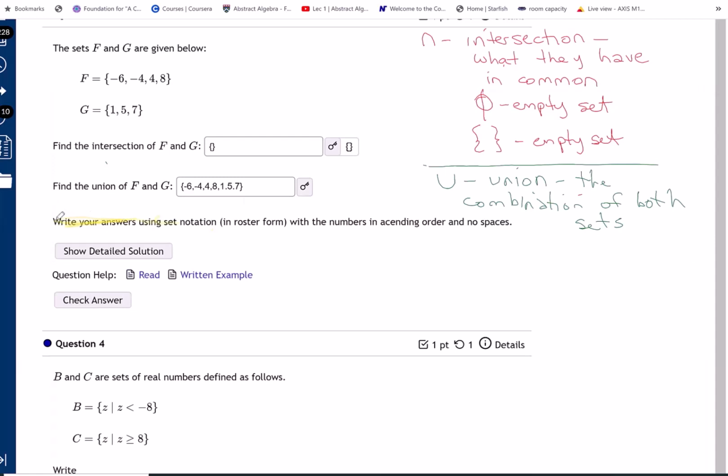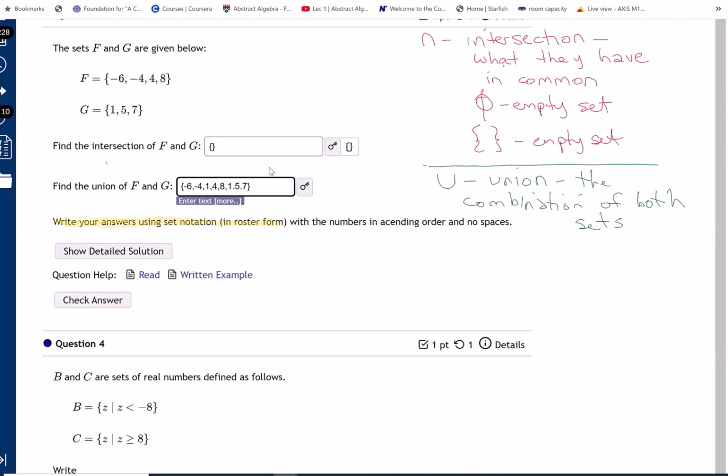Write your answers using set notation in roster form, which is what I did. That is set notation. When I have those curly braces, I have a set with numbers in ascending order and no spaces. Oh, I didn't do that, did I? I have to put these in ascending order. Well, -6, -4, 4, 8, that's good. But 1 has to go here.